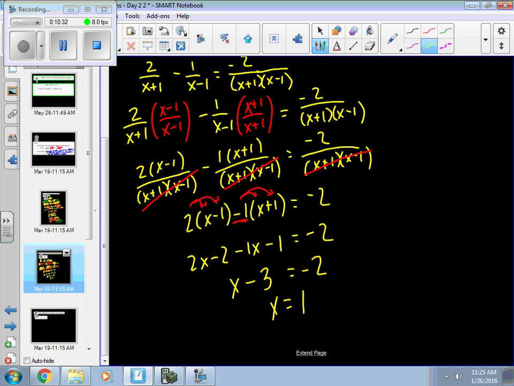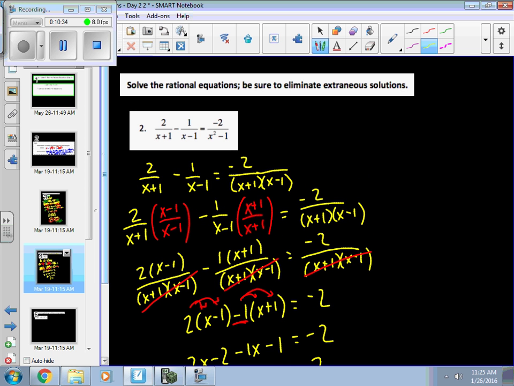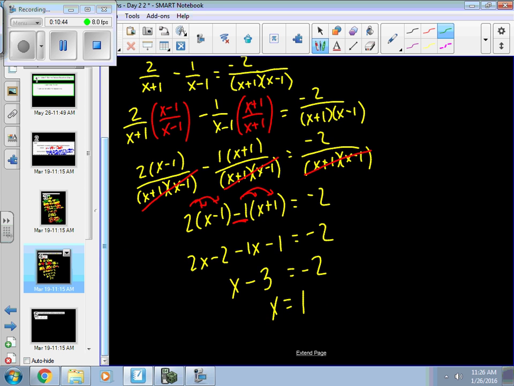Now we got to check, does 1 work? Well, if we put 1 in here, we're fine. 1 plus 1, that's going to be denominator 2. Uh-oh. 1 minus 1, denominator of 0. Looks like 1 is an extraneous solution.